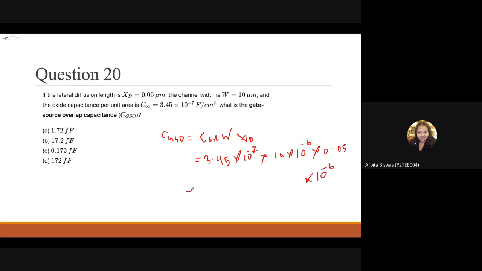Now tell me what is the value of this. Just multiply it. The unit should be a farad. You have to cross check whether it is 1.75 or 1.72. Tell me what is the right option. Just calculate it. 1.72. Okay. Others, you are also getting the same answer?